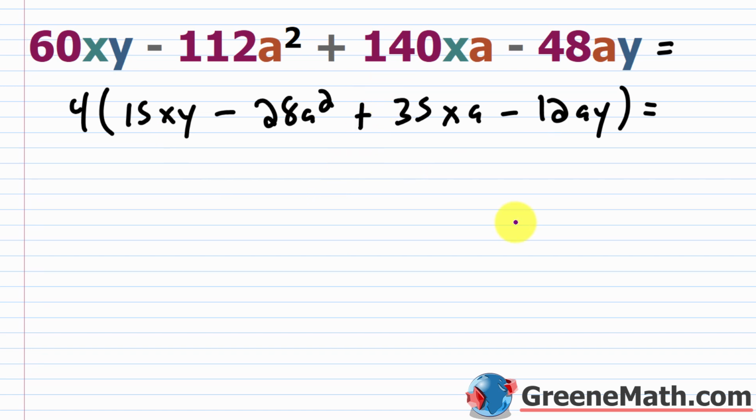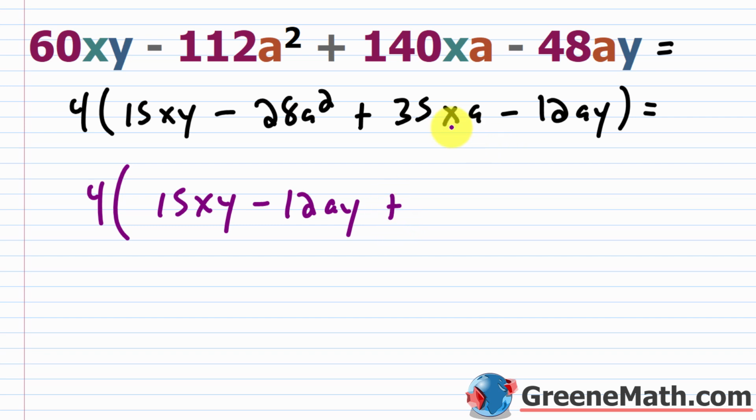Okay, so let's go ahead and put these next to each other. I'm going to put 4 times the quantity 15xy, and then minus 12ay, and then plus. I'm going to keep this in the same order, so 35xa like this, and then minus 28a squared like this. Okay, so let's go ahead and put 4 here.